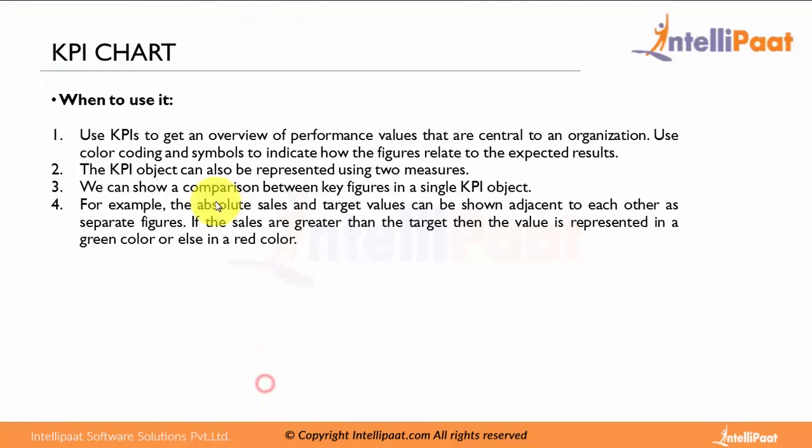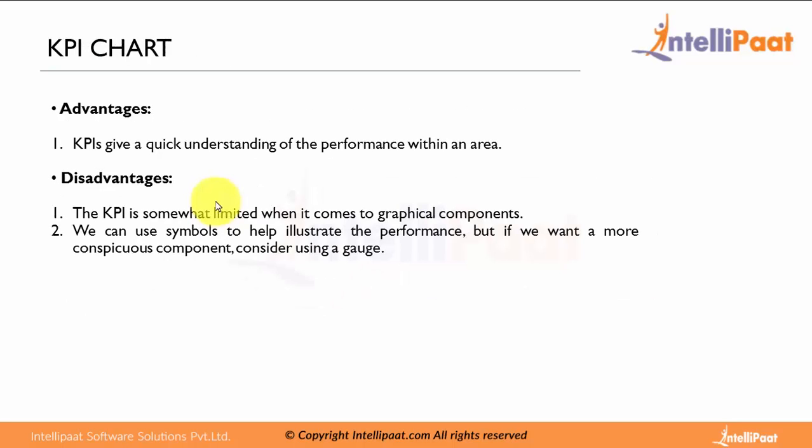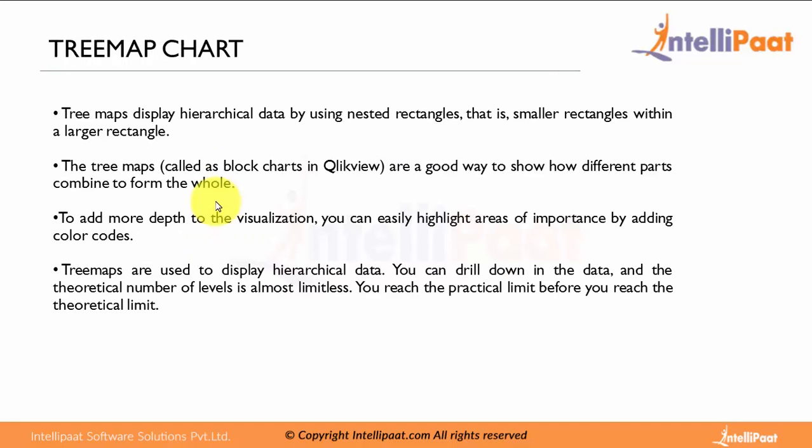Next we'll go for the second chart. So what are the advantages and disadvantages of the KPI chart? KPIs give a quick understanding of the performance within the area. A disadvantage is that KPI is somewhat limited when it comes to graphical components. We can use symbols to help illustrate the performance, but if you want more, consider using a gauge chart. So the next one is tree map. The tree map in Qlik we used to call a block chart, heat map.